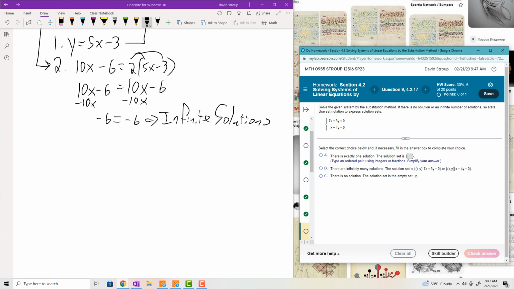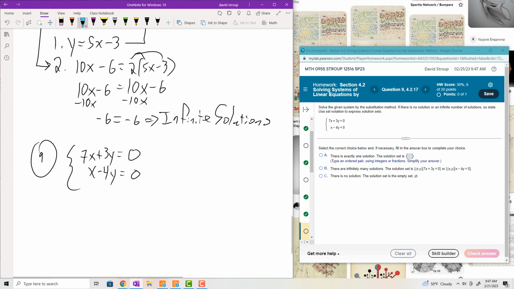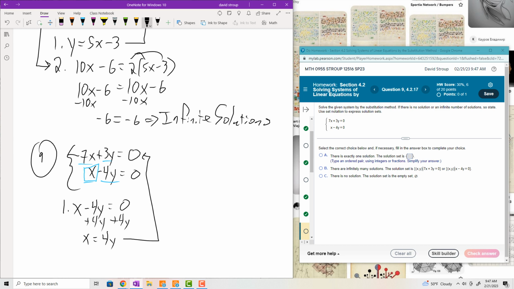Number 9. Let's try this guy. So 7x plus 3y is 0, and then x minus 4y is 0. So this time, you're looking at 7x, 3y, x minus 4y. I'm going to pick the x to solve for. That will allow me to avoid fractions. So I'm going to move the 4y over. I get x is 4y. Then you take that and plop it into the unused equation.